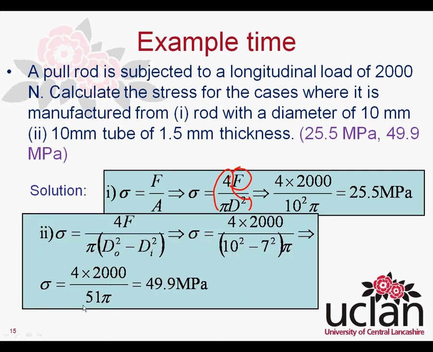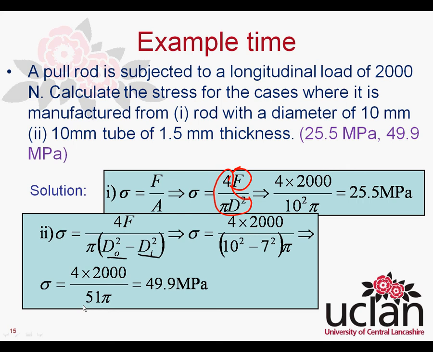The only thing to remember with the diameter for the tube is the fact that this time we have 1.5 thickness either side, which means we've got to take away 3 from the original 10 millimeters, and it's just the difference in the outside and inside diameters. So there we have a modified formula, if you wish, common sense formula.